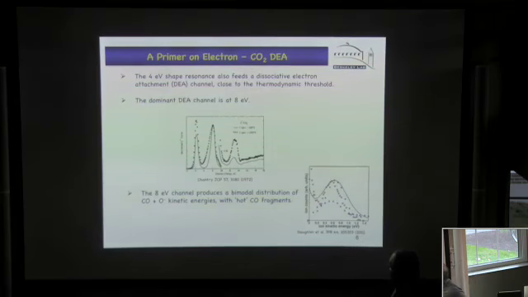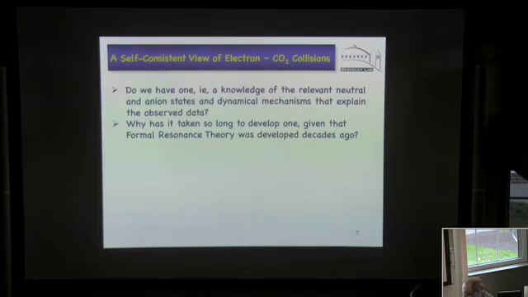But in addition to that, there's a very low zero energy peak, which basically produces cold CO plus O-. And so it's kind of a challenge to understand where that comes from. Okay, so is there a way to tie all of this data together?